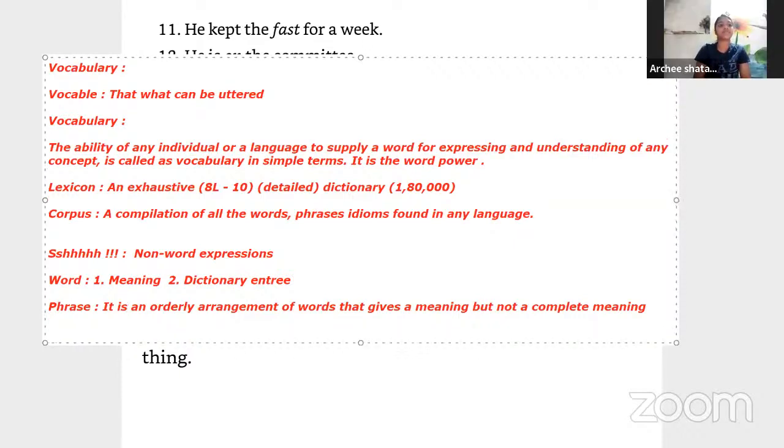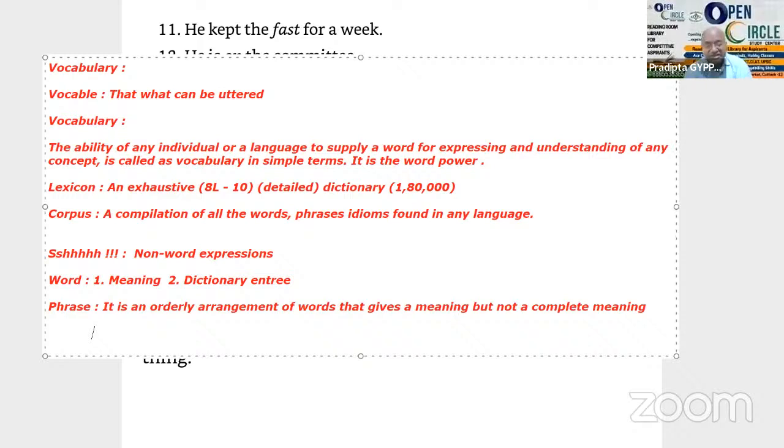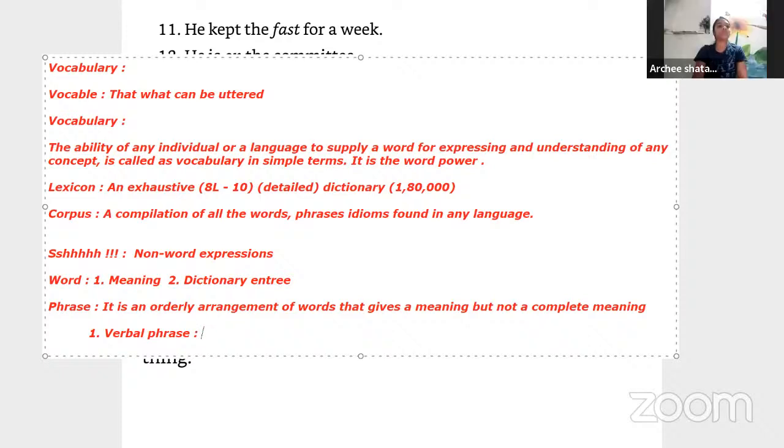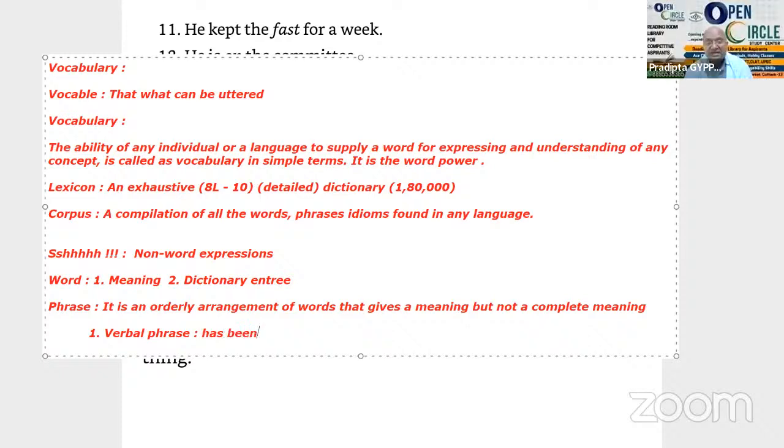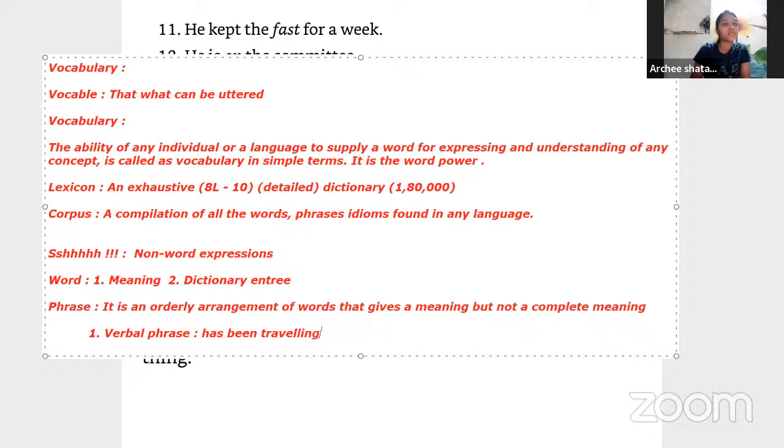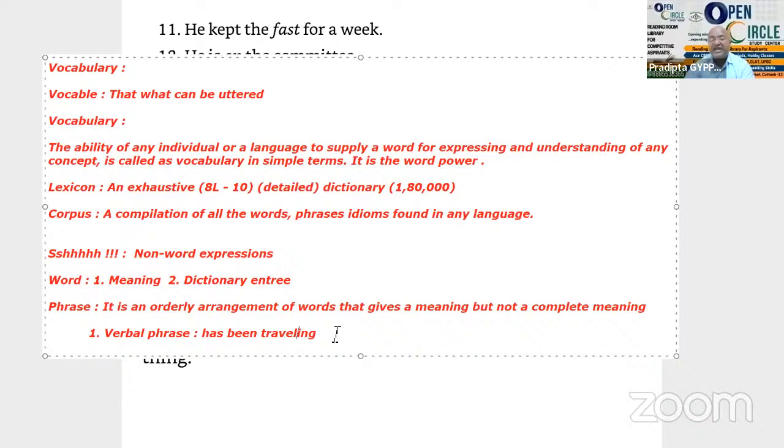Sir. So phrases according to their nature could be of different types. They could be verbal phrases. What do you mean by verbal phrase? It would be more than one word working as a verb. For example, has been traveling. How many words are there? So three words. But it is a verbal phrase. You cannot separate has been and traveling differently.